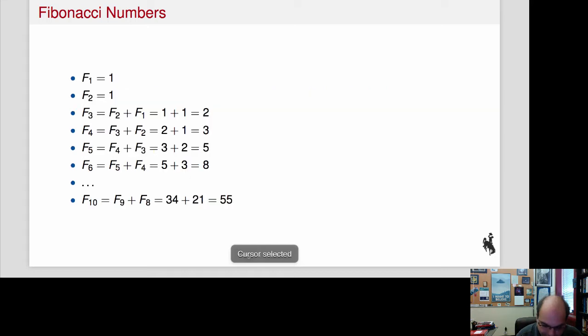So let's see, what do the Fibonacci numbers look like? f1 is 1 by definition, f2 is 1 by definition, f3 is the sum of the previous two, so that's 1 plus 1, which is 2. f4 is 2 plus 1, 3. f5 is 3 plus 2, which is 5. f6 is 5 plus 3, which is 8. f10 is the sum of the previous two, that's f9 plus f8. Trust me on this, that is 34 plus 21, which is 55. If you don't trust me, go ahead and figure it out yourselves. I applaud that, I like that. I wrote a program to enumerate it for me.